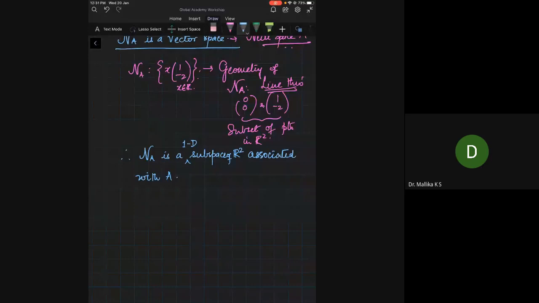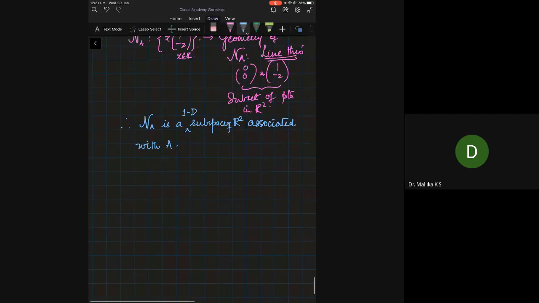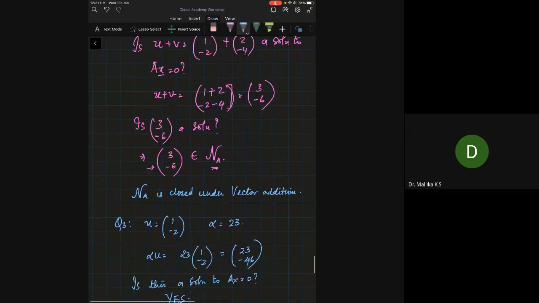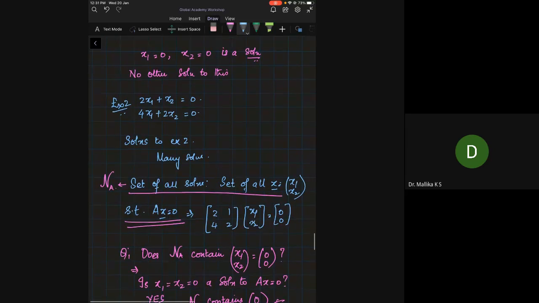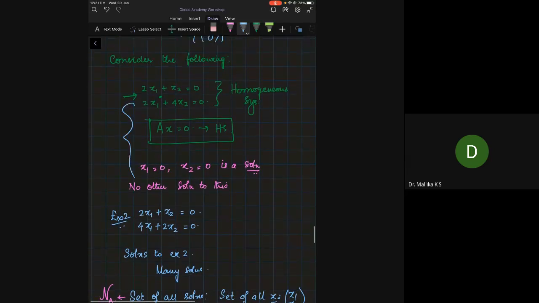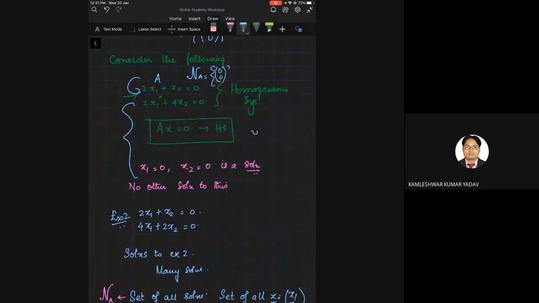Yes, sir. Now, I have a question. In this case, it is a one-dimensional subspace associated with A. Let us go to the first example that we took. Can you tell me what is the null space of A in this case? Na is nothing but the origin. So what is the dimension of Na in this case? 0. It is a zero-dimensional subspace of R2 associated with A.